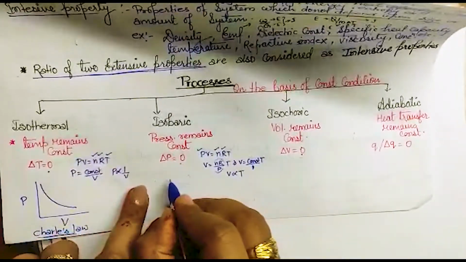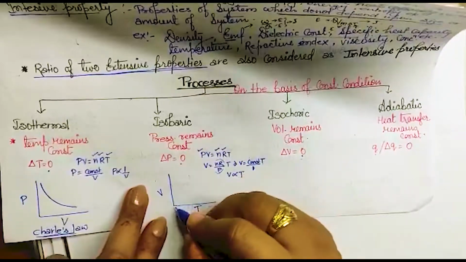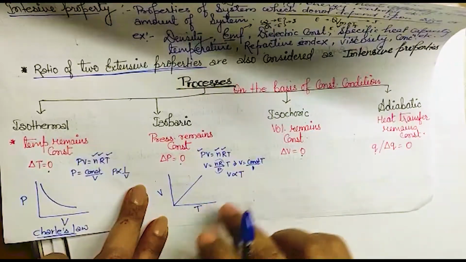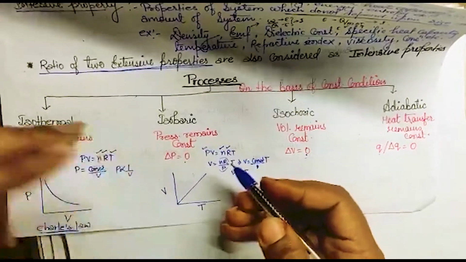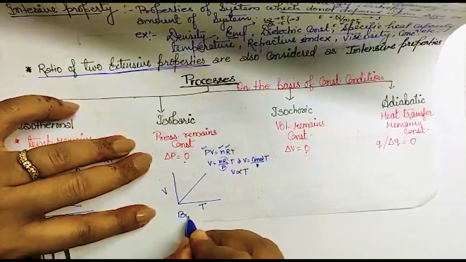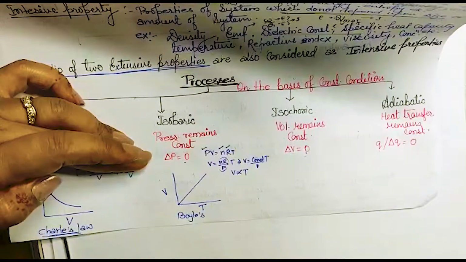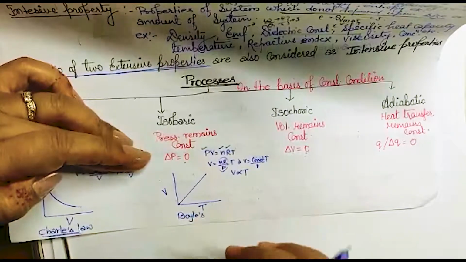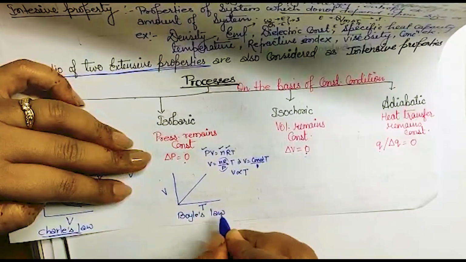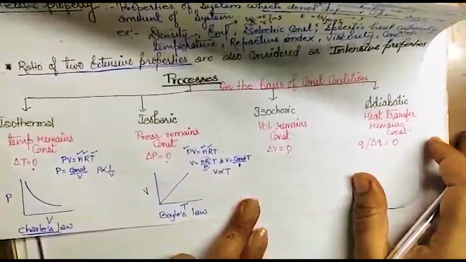So if we plot a graph between volume and temperature, because it is directly proportional, we will get an inclined line. And this depicts Charles's law. These are the laws which we have to do in states of matter. Here you should only know what that law is. I will explain it in states of matter, don't worry about that.